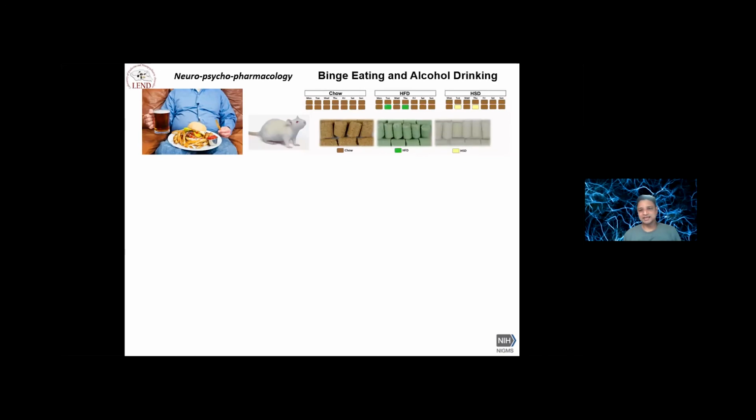And how do we model this in our lab? We use a rodent model. We have rats in our lab, and we use different synthetic diets, the high fat diet or high sugar diets, and then we give the rats to eat. This is just like a treat to them.